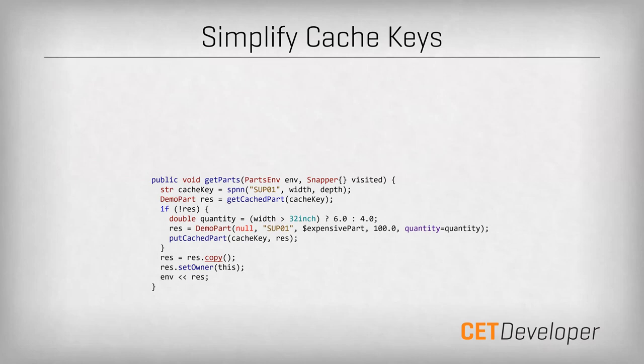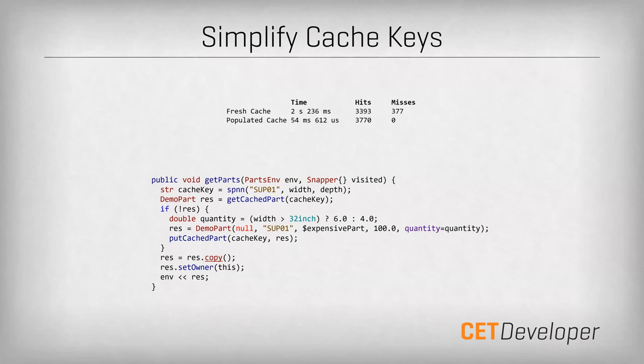So what we have here is some code that's caching a part. It's generating the same part every time, or the same SKU every time, but the part quantity changes based on the width. If it's over a certain width, you get 6 of this part. If it's under that, you get 4 of this part. And then I'll also keep on screen some metrics of how many times we get a cache hit and how often we get a cache miss.